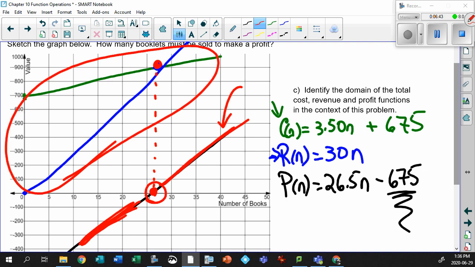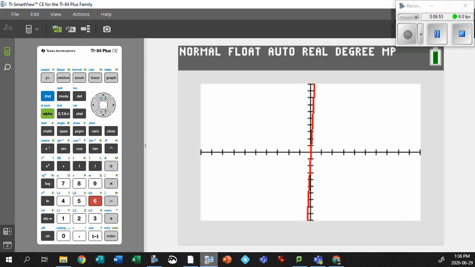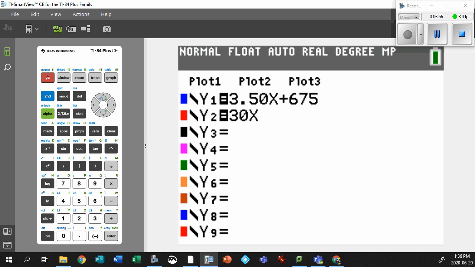Okay, so I know what you're saying. This looks really, really messy. Well, let's clean it up and let's find what those actual numbers are. Let's use our calculator. Here's our calculator. Now, if you look at this, I put the y2 in there. There's my 350 plus 675, there's my 30x. Now, notice I didn't put my profit in there yet. I'm going to put my profit in there right now.